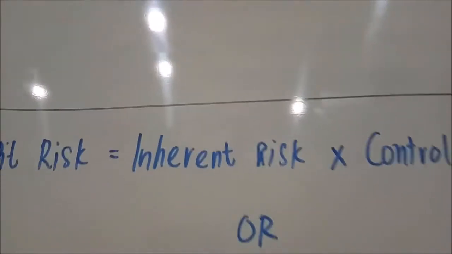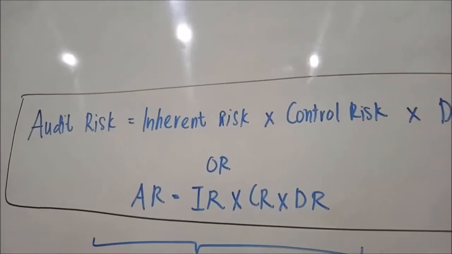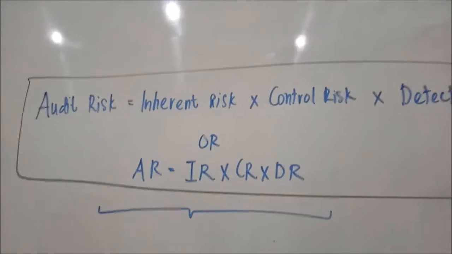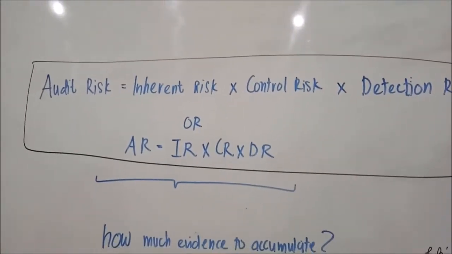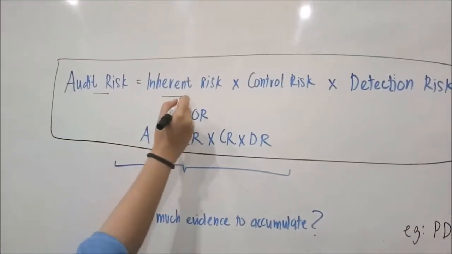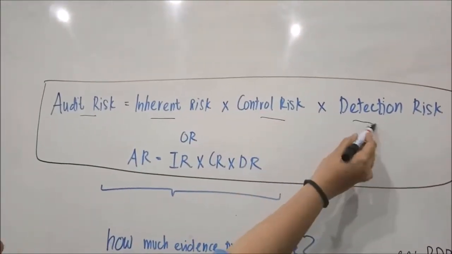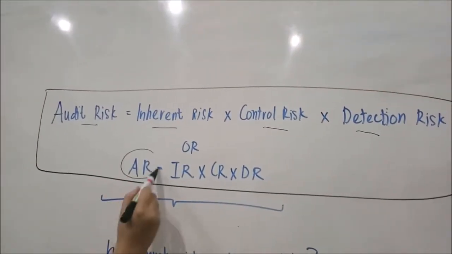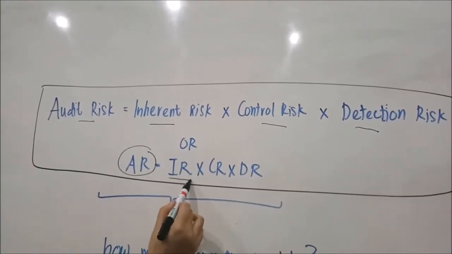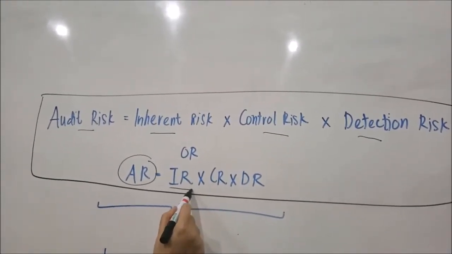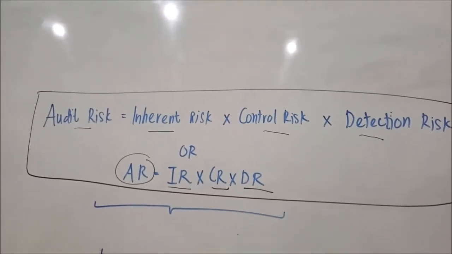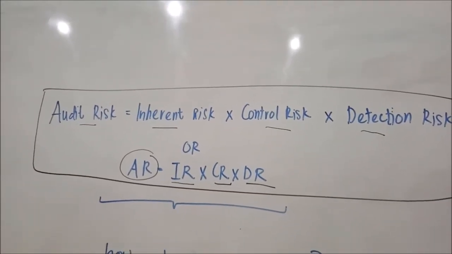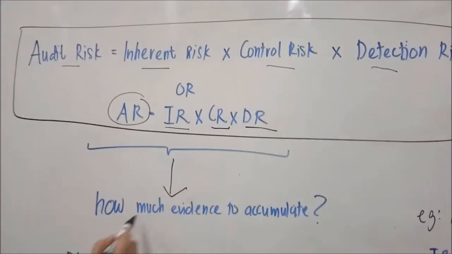Application of audit risk model to audit work. The audit risk model is as shown below. Audit risk equals inherent risk times control risk times detection risk. Or we can simplify it as audit risk AR equals IR times CR times DR. The audit risk model is used in deciding how much evidence to accumulate.